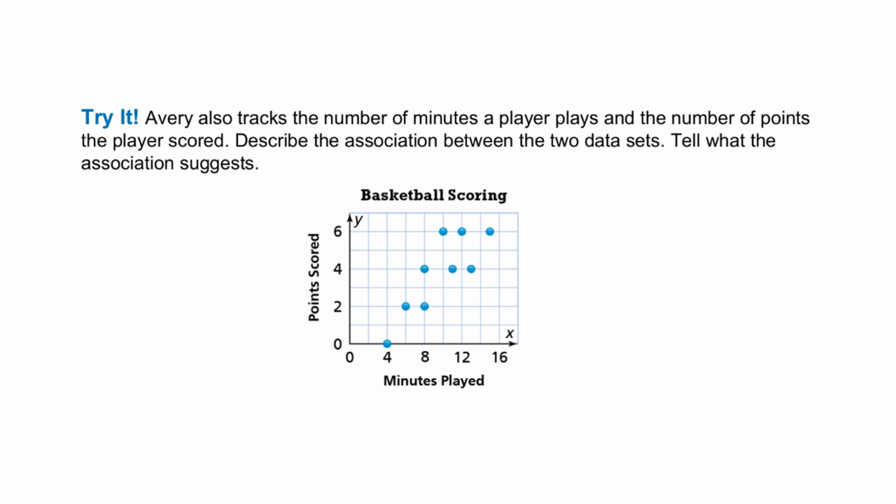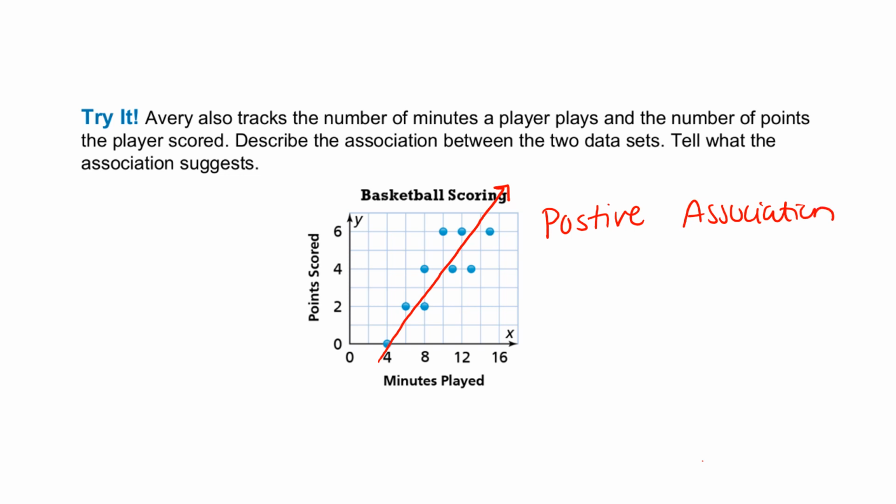For our triad example, it says Avery also tracks the number of minutes a player plays and the number of points the player scored. Describe the association between two data sets. Tell what this association suggests. So again, if you can draw a line through the middle of the data points and most of the points follow that pattern, then you can say it has either a positive or negative association. Because this line is going up, we would say that this scatter plot has a positive association.